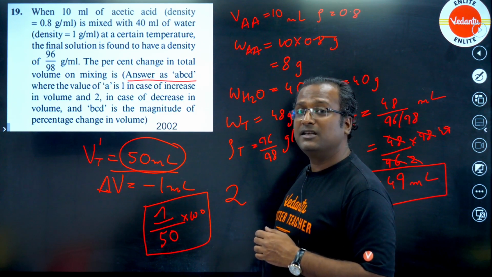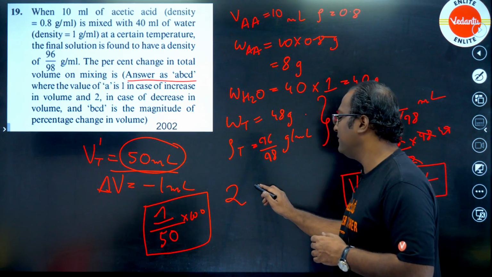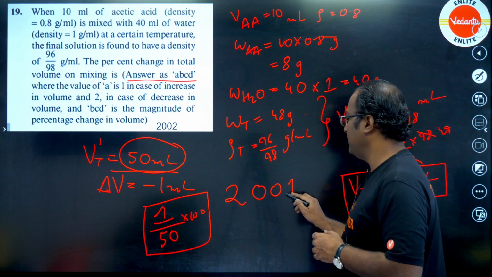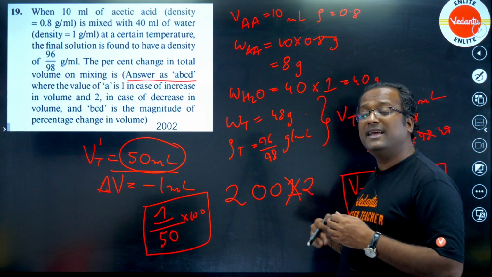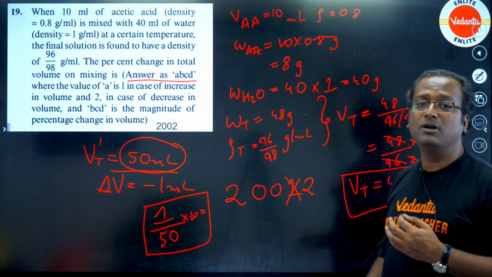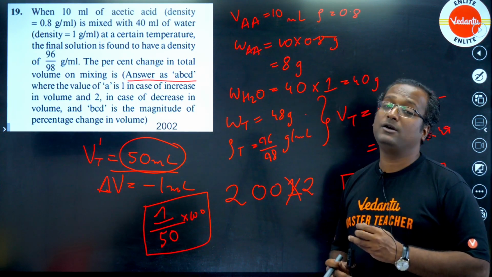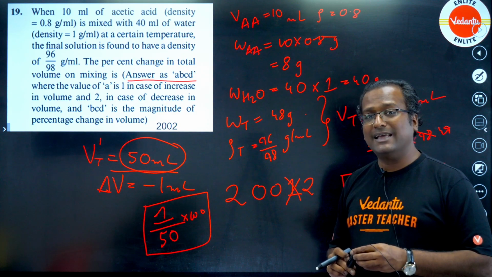That when we calculate change in volume, we get 1, we report the answer as 2001. It is not 2001, it is 2002. The percentage change in volume means change in volume upon initial volume. So that's 2 and not 1. That's one catch in this question.